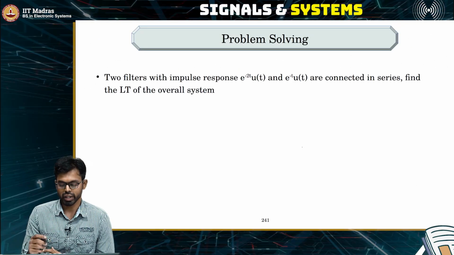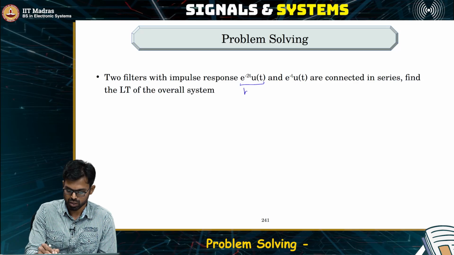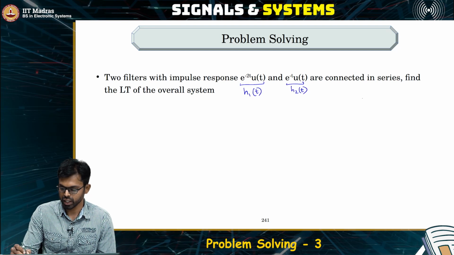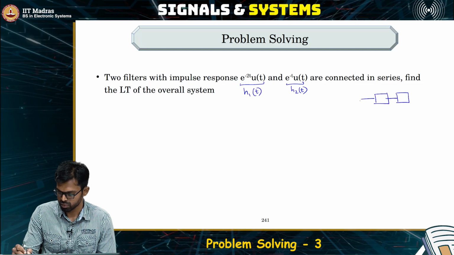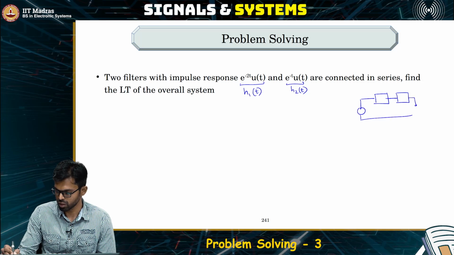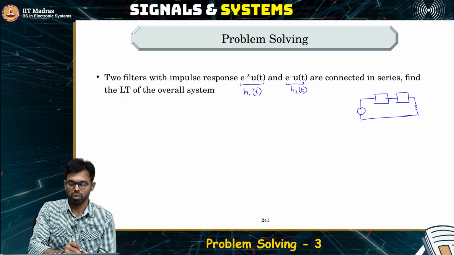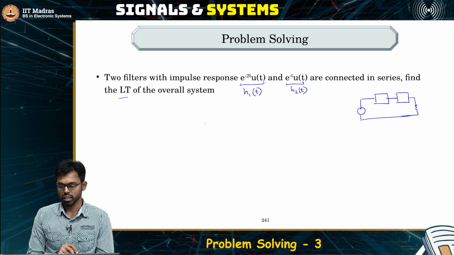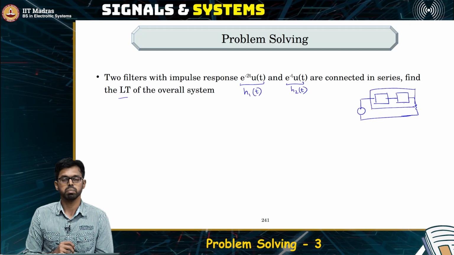Now let's say you have already designed two filters, and one filter has this impulse response, another filter has this impulse response, and you are connecting them in series. So let us say this is our system. Now find the Laplace transform of the overall system. That's the question. Now because you are connecting them in series, what essentially happens to the overall system?